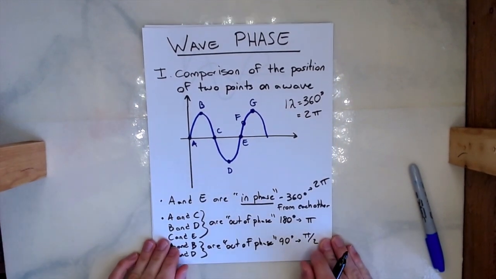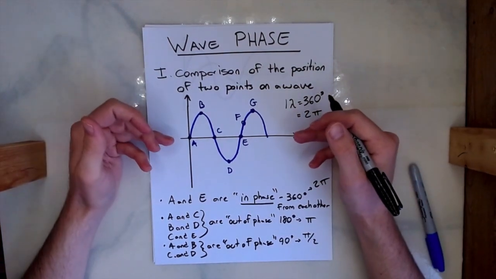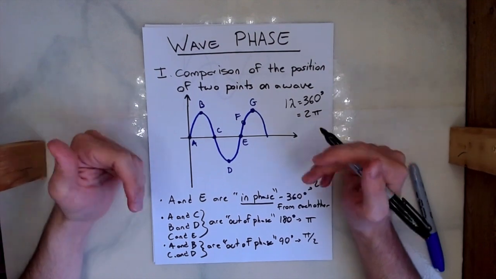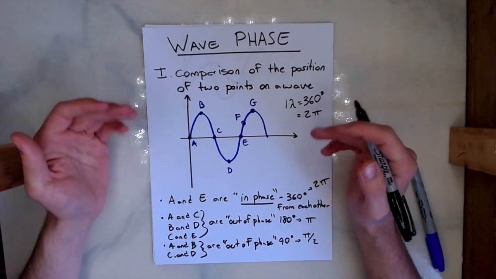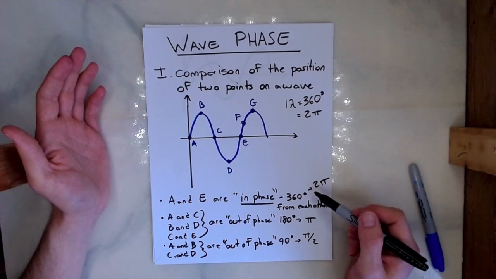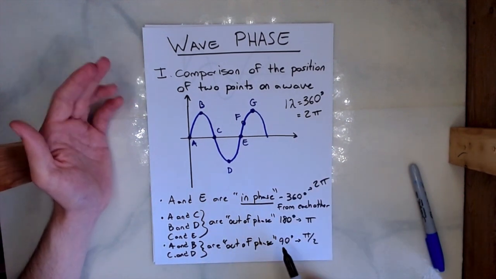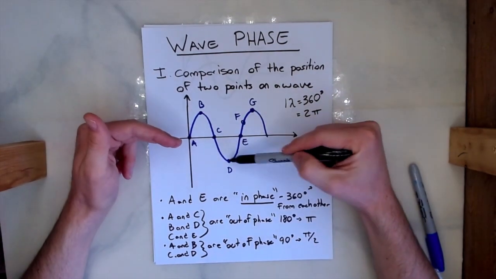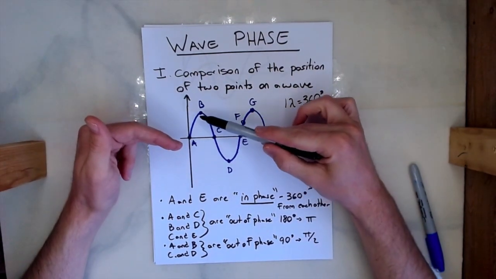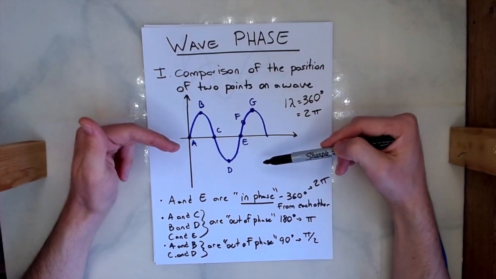So when we're comparing points on a wave, we can talk about those waves being in or out of phase. In phase being 360 degrees, or 2 pi, or one full wavelength. All those things work. Or if they're out of phase, we can talk about how many degrees they're out of phase, knowing that when we deal with a sine or a cosine curve, we can refer to the amount of degrees as where along that sine curve we are.